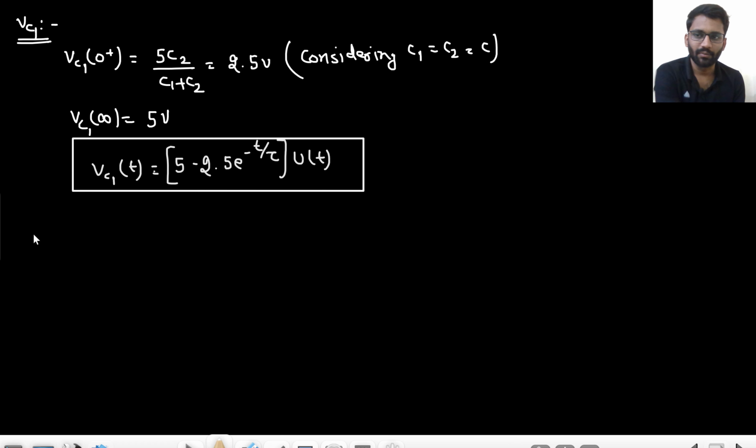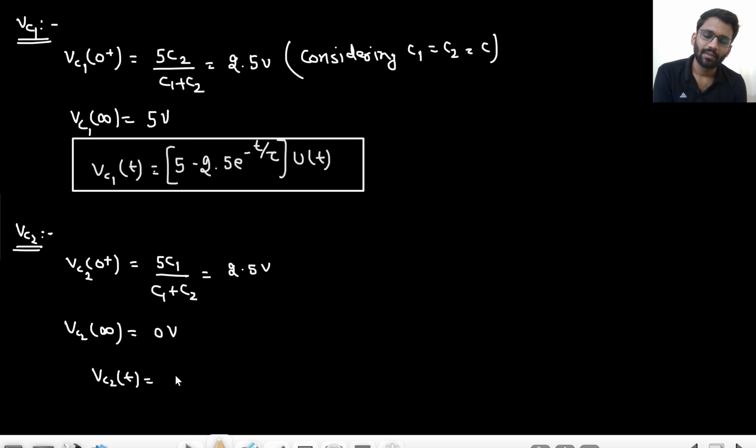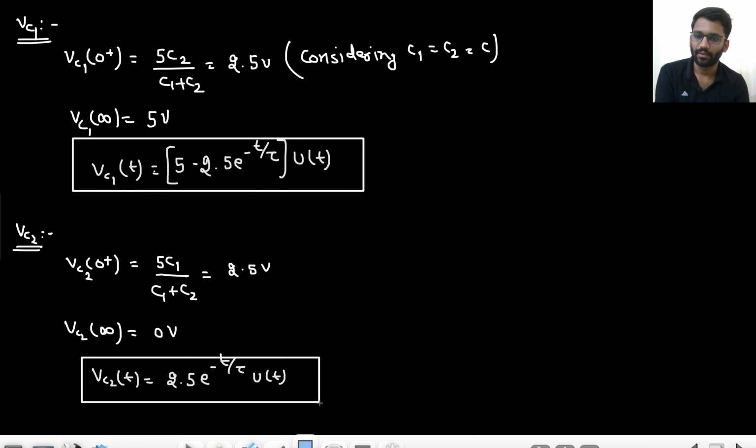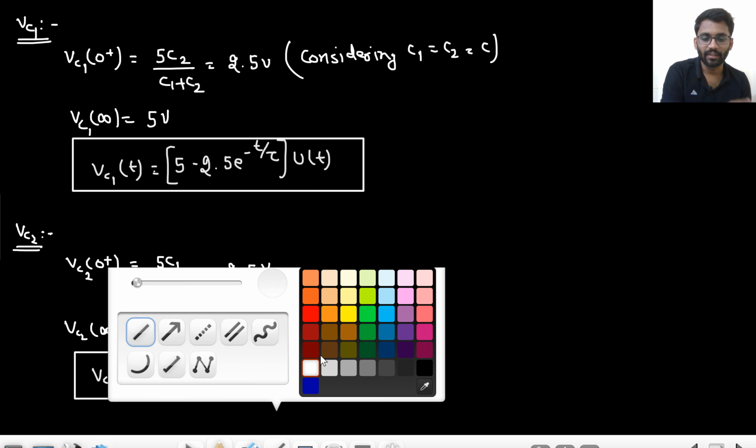Okay. And what about VC2? VC2 at t equals to 0 plus was 5 C1 upon C1 plus C2, that means 2.5 volt, and VC2 infinity was, what was VC2 infinity? That was 0 volt. So what will be the value of VC2(t)? From 2.5 it goes down to 0, e to the power minus t upon 2RC, u(t). From 2.5 it goes down to 0. Okay, so this is VC1 and VC2.